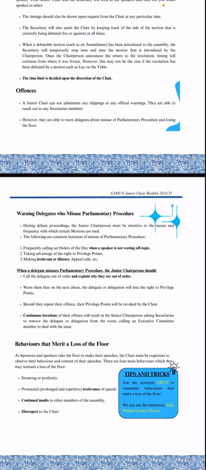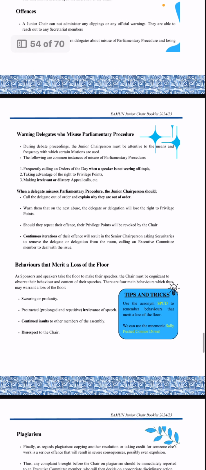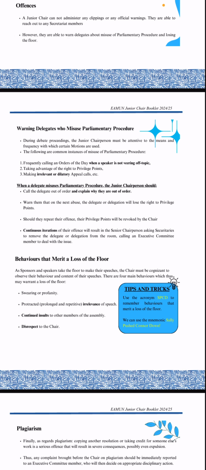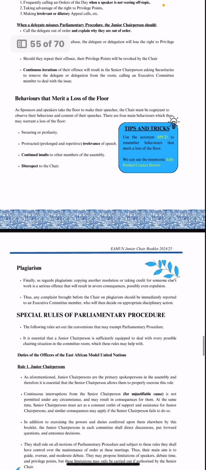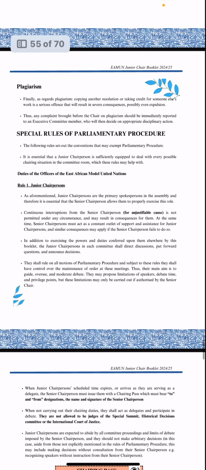Yeah, so when someone makes a mistake, when someone misuses privilege points, you first warn the delegate. If they continue to do it, you say on the next offense you'll revoke their use of privilege points. On the next offense, you revoke the privilege points. If they still do it, kick them out of the assembly using the secretaries. Okay. Using the secretaries meaning they're very nice secretaries. They will kick the person out. Okay. Yeah. Special rules.